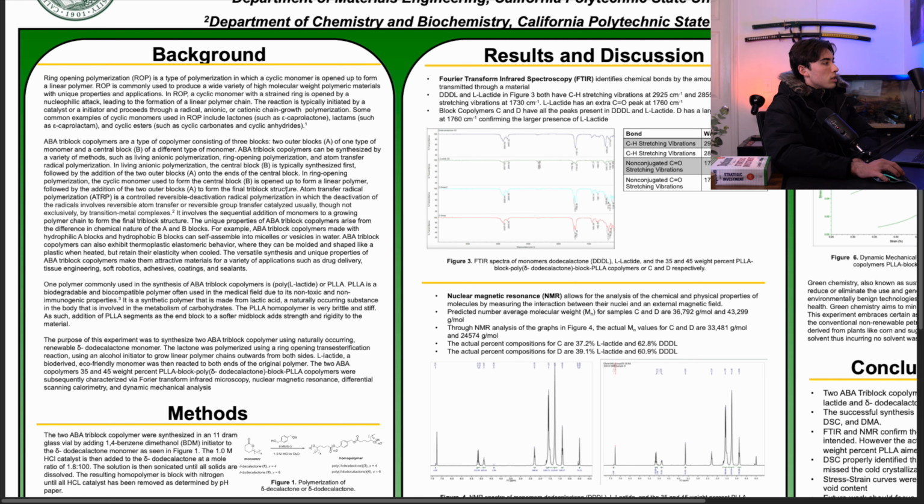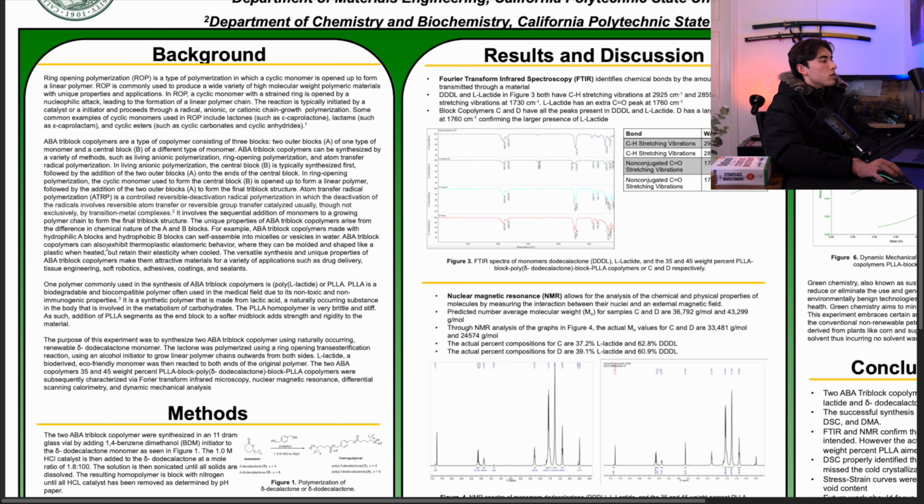In ring opening polymerization, the same thing generally happens, except that the cyclic monomer is used to form the central block, which is opened up usually with an initiator, as you'll see in this experiment, and then it's followed by the addition of the 2 outer blocks. ATRP is a reversible deactivation radical polymerization, in which the deactivation of radicals involves reversible atom transfer or reversible group transfer, usually catalyzed by transition metal complexes.